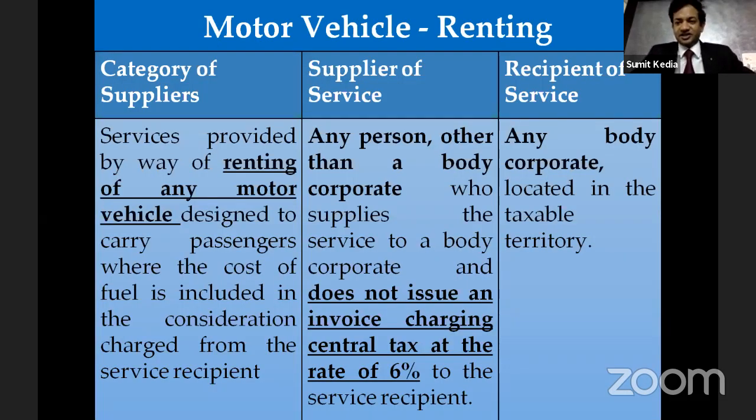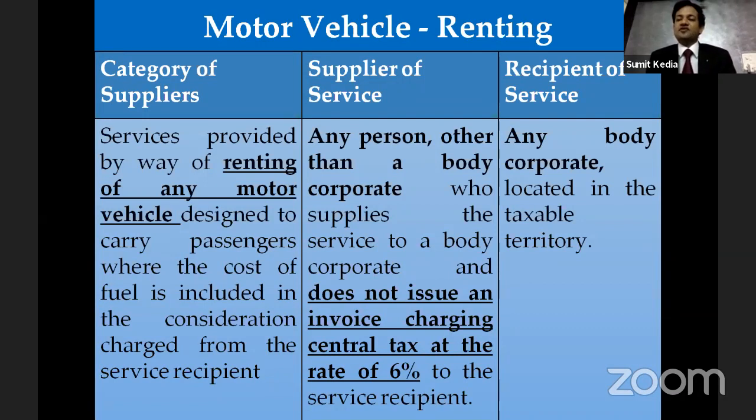Coming to the next category, which is also a very interesting service, which talks about renting of motor vehicle. This service was inserted in... if you see in the earlier GST law, we also had rent a cab service under reverse charge. In GST, till October 2019, we did not have any renting of motor vehicle service under reverse charge. With effect from 1st October 2019, this entry was inserted under reverse charge.